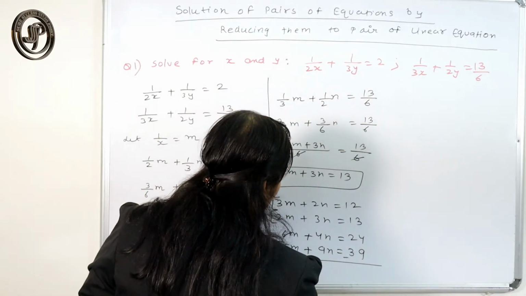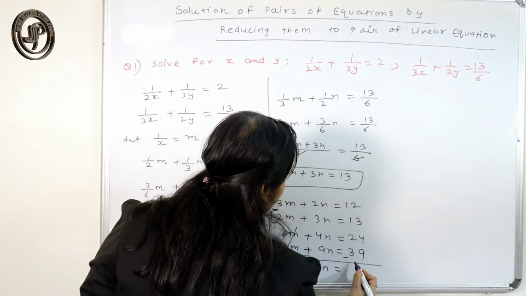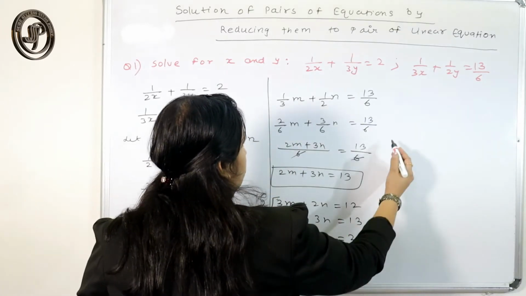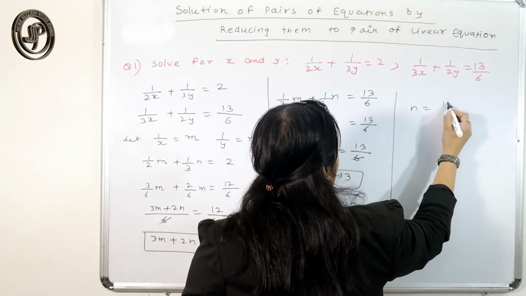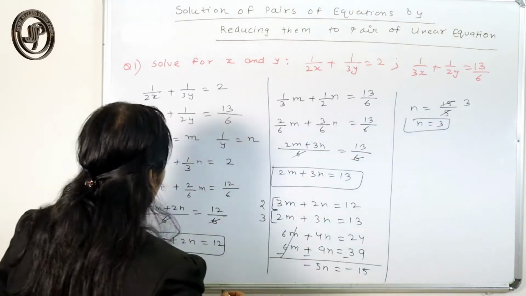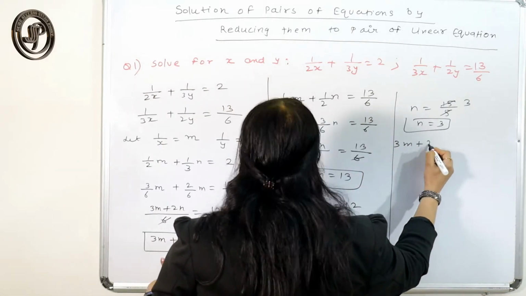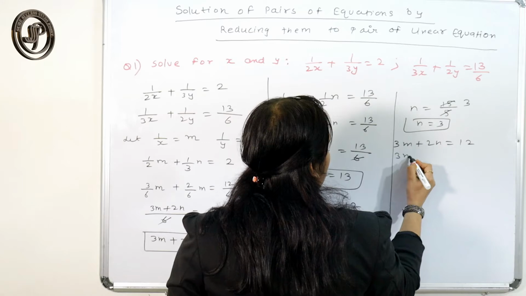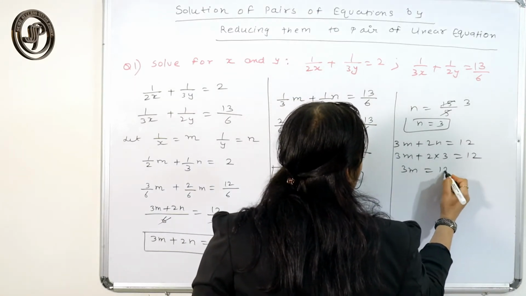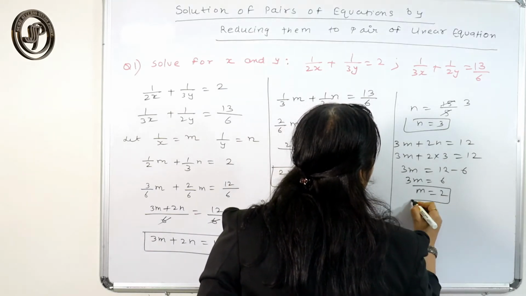Now, if I subtract, here it is minus 5n, here it is minus 15. So, your n is 15 by 5, which is 3. So, n is 3. Put the value of n in this equation. So, this will be 3m plus 2n is equal to 12. So, 3m plus 2 into 3 is equal to 12. 3m is equal to 12 minus 6. So, 3m is equal to 6, so m is equal to 2.